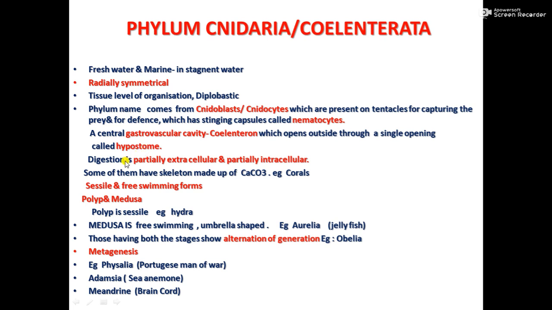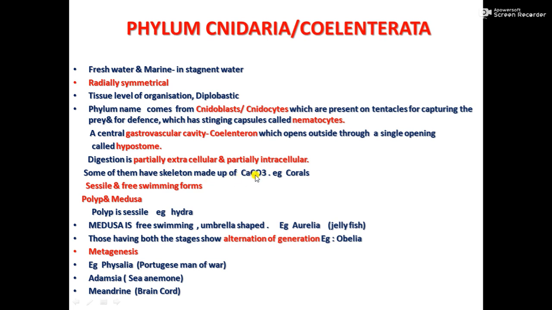Then digestion is partially extracellular and partially intracellular. The food enters into the gastrovascular cavity, and partial digestion takes place there. That is why it is partially extracellular. Then the rest of it goes into the cells, and digestion is completed inside the specialized cells in the gastrodermis. So partially extracellular, partially intracellular.